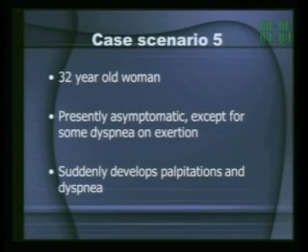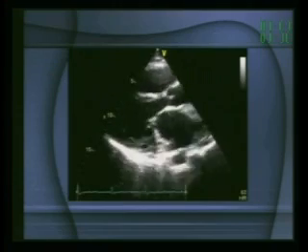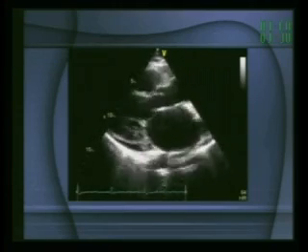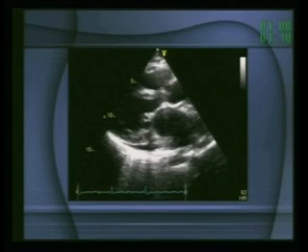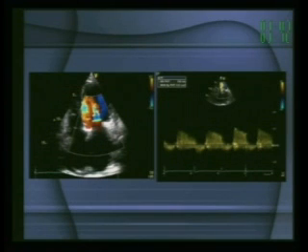Another lady, 32-year-old patient, almost asymptomatic except for mild dyspnea, but one day she developed palpitations and presented with acute shortness of breath. Echo again was there for our rescue, showed severe mitral stenosis with significant turbulence across mitral valve and markedly elevated gradients with estimated valve area of 0.6 centimeter square. Now this is the diagnosis.